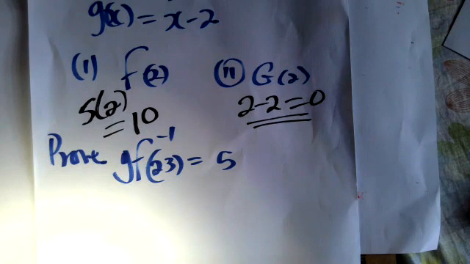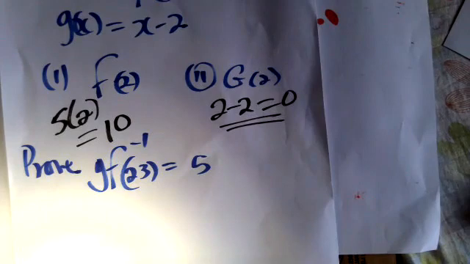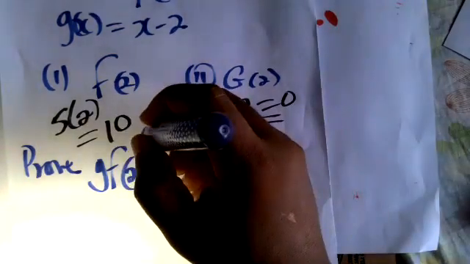It's going to be so easy. All right, so now it's a proof. We already know the answer. It's supposed to be 5. So you have to show that g of f inverse, which means the inverse, of 23 equals 5. Let me just put this right here.